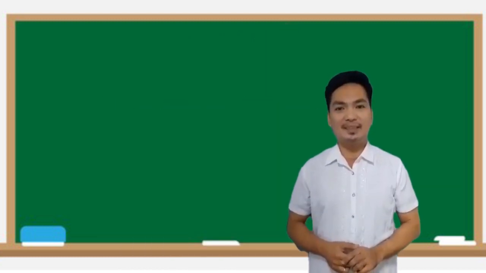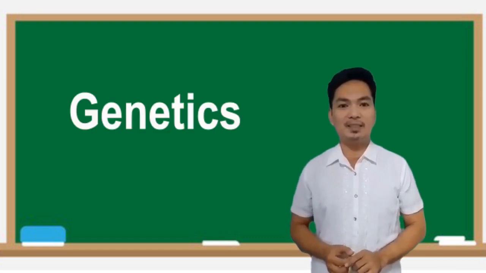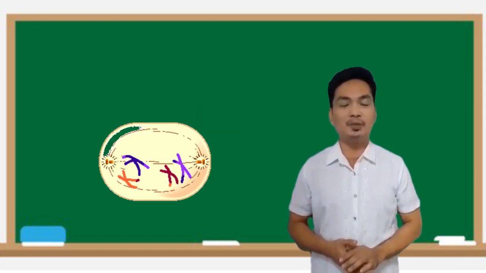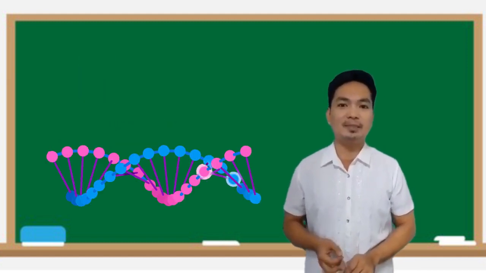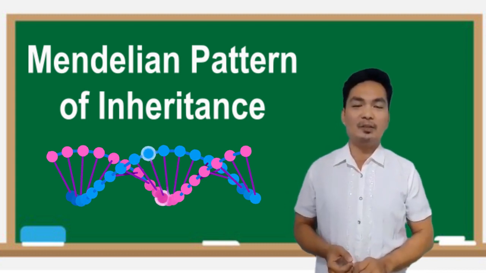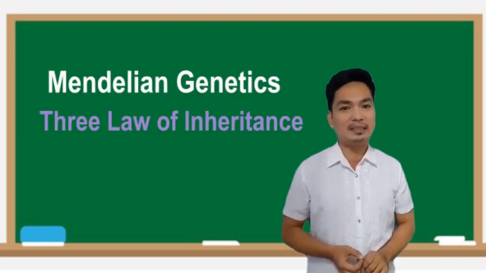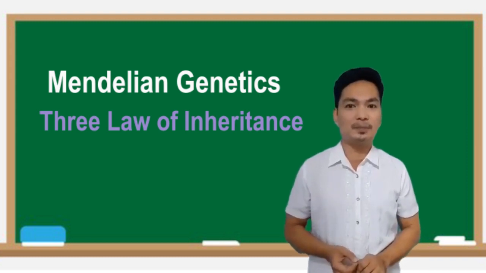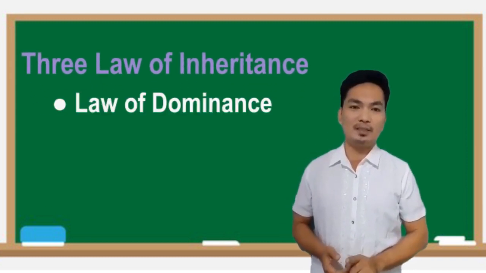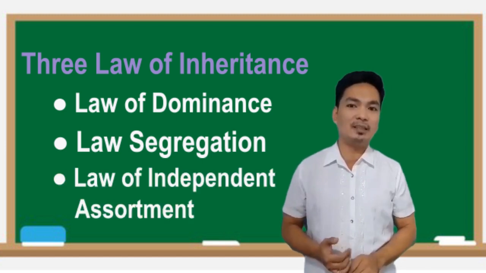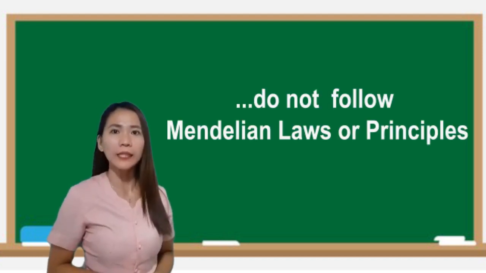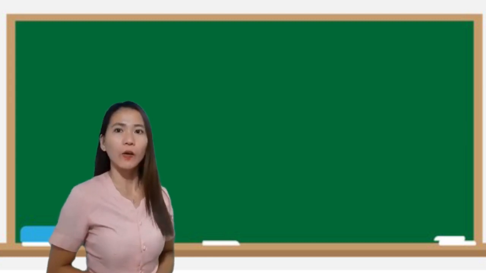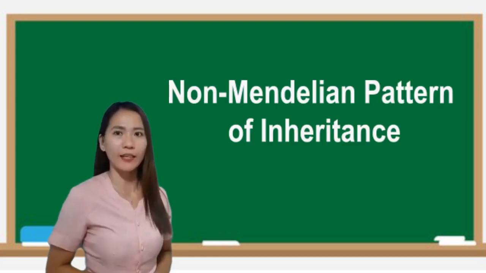In your grade 8 science, you learned about the basics of genetics. You learned that cells divide to produce new cells, and meiosis is one of the processes producing genetic variation in the Mendelian pattern of inheritance. You have also learned about Mendelian genetics and its three laws of principles of inheritance, which are the law of dominance, the law of segregation, and the law of independent assortment. But there are also patterns of inheritance that do not follow Mendel's three laws of principles, and these are called the non-Mendelian patterns of inheritance.